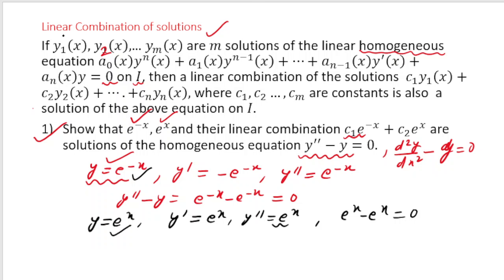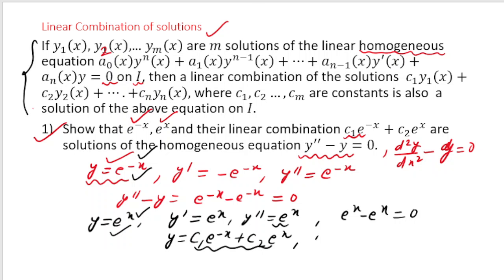So this result is saying that if y is equal to e to the power minus x is a solution and y is equal to e to the power x is a solution, then their linear combination will be c1 e to the power minus x plus c2 e to the power x. This will also be a solution of this homogeneous linear differential equation. So can we verify this? Suppose I take y is equal to this. If this is a solution, this should satisfy the equation.